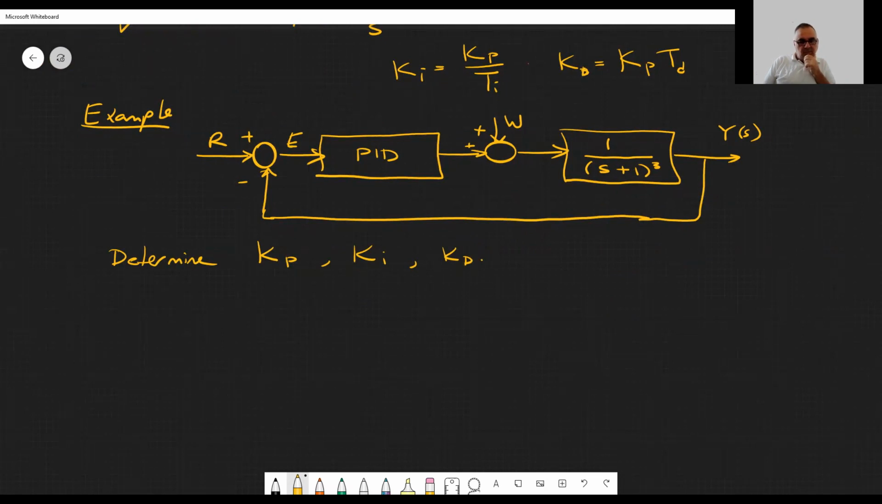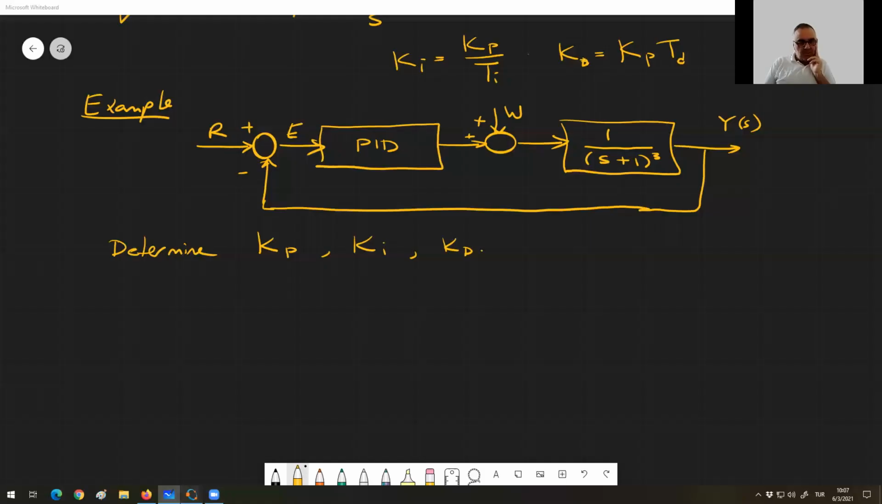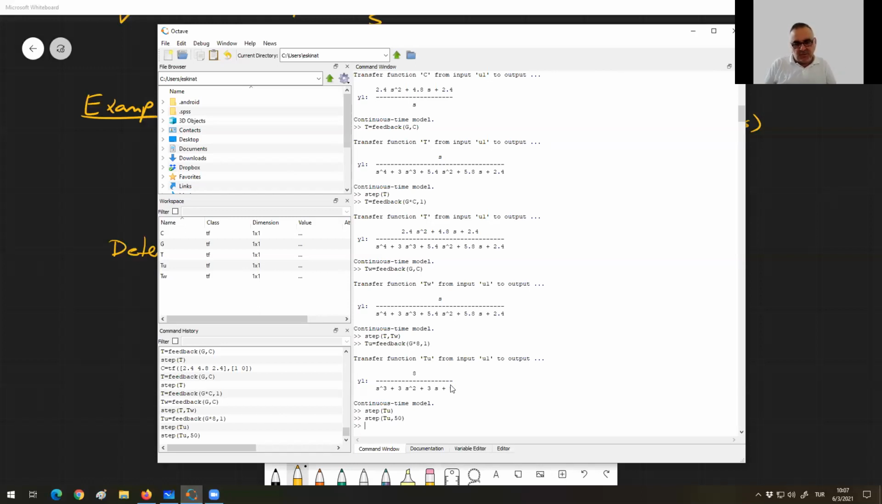First of all, let's stop this and let's share our screen. You see the Octave, right? Yes, hocam. Okay, actually I have done this by myself.